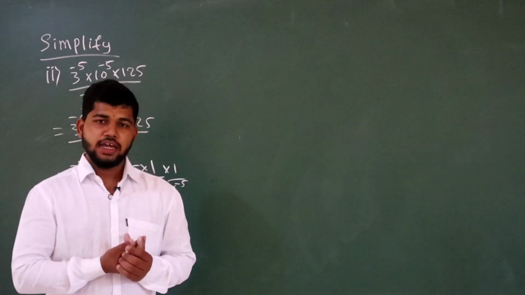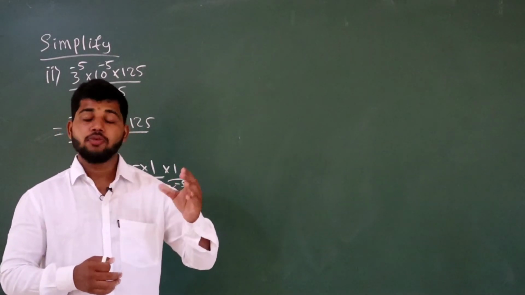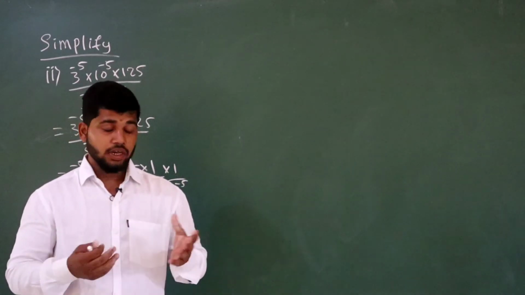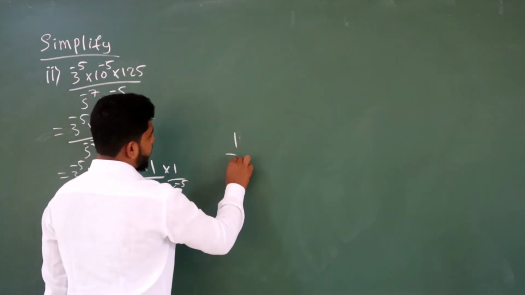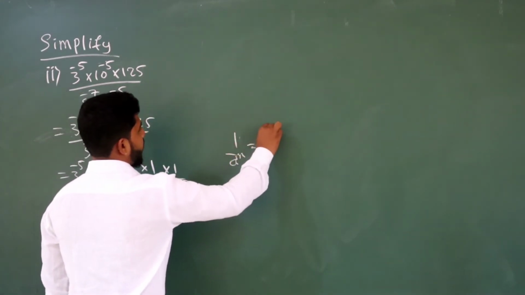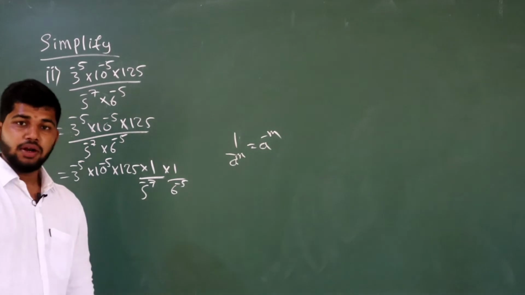1 by a raised to m we can write as a raised to minus m. That is, a raised to minus m is equal to 1 by a raised to m, and 1 by a raised to m is equal to a raised to the power minus m.